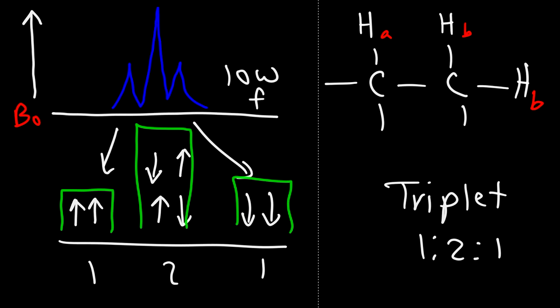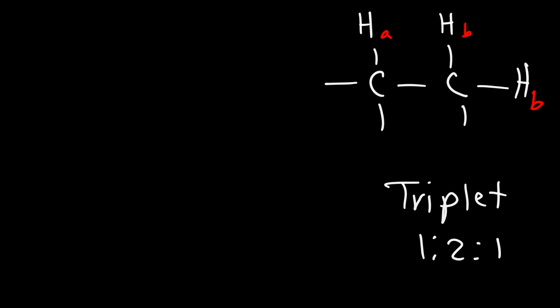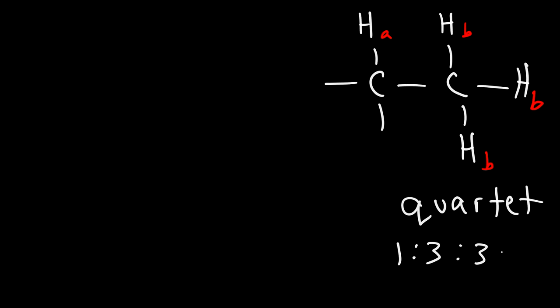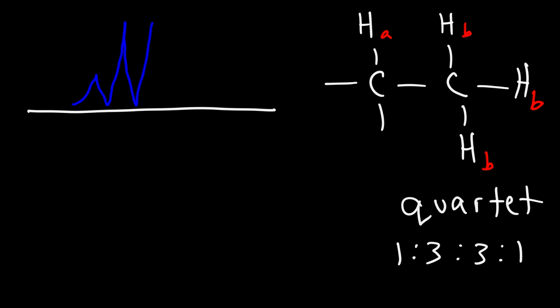Now let's consider the last case. That is when we are going to get a quartet. So we're going to need 3 adjacent protons. And the intensity ratio is going to be 1:3:3:1. So we're going to get something that looks like this.